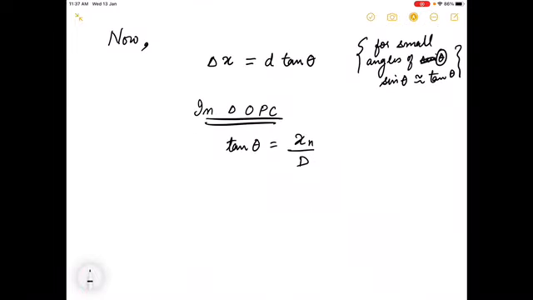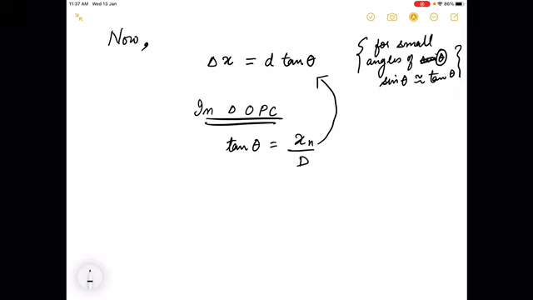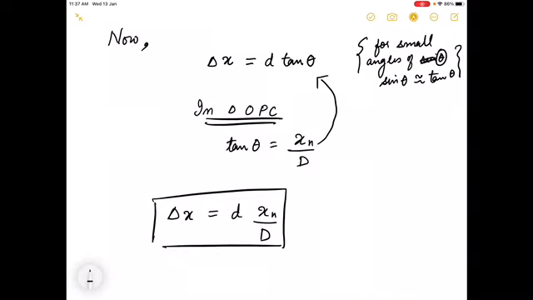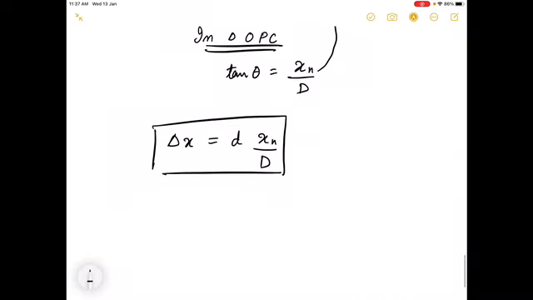So that means, put this value back in our equation, you will get del x is equal to d xn upon D. Yes or no? Right, d xn upon D.